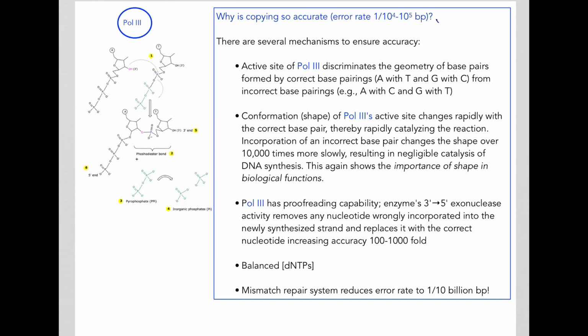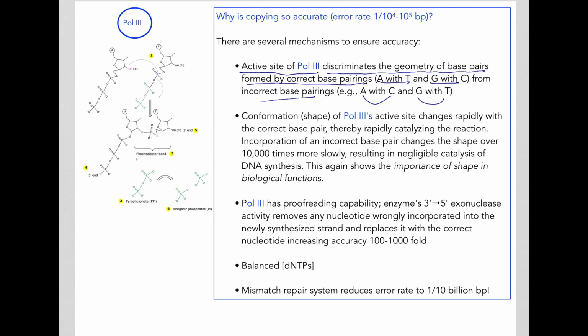Now, copying DNA by DNA polymerase is a very accurate process. The error rate is, you can see, 1 out of 10,000 to 100,000 base pairs. What is the reason for this? Why is DNA polymerase, and in general copying DNA, so accurate? One reason for that is the active site of this enzyme. It can differentiate the geometry of base pairs that are formed by correct base pairings, that means AT with GC, from incorrect base pairings, for example, A with C or G with T.